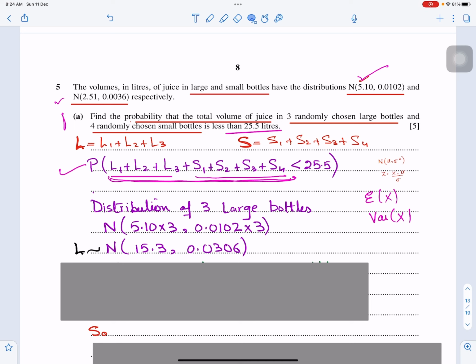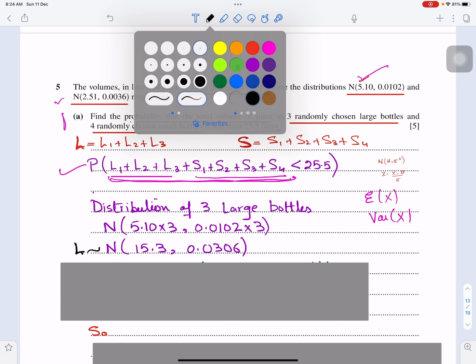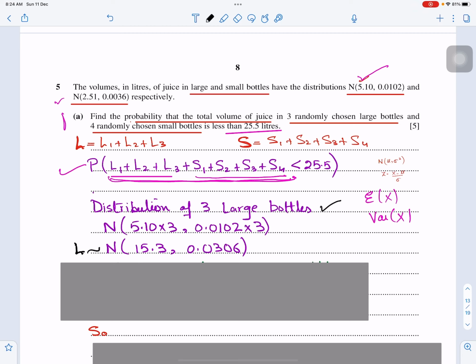So you can see here, let me change the color here. When I'm finding the distribution of 3 large bottles, what did I do here? I simply multiply the mean by 3, because 5.10 plus 5.10 plus 5.10 is the same thing. Similarly for the variance, rather than adding 0.012 three times, I am multiplying it by 3. So I got the distribution of 3 large bottles.